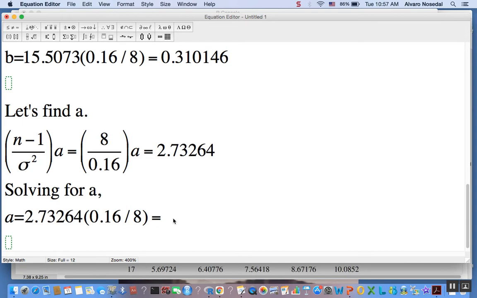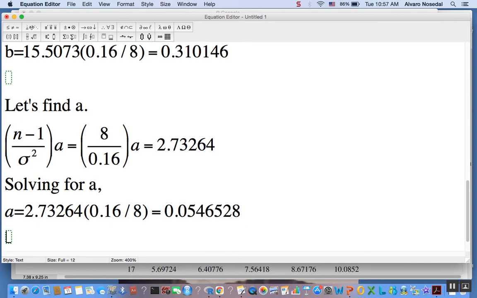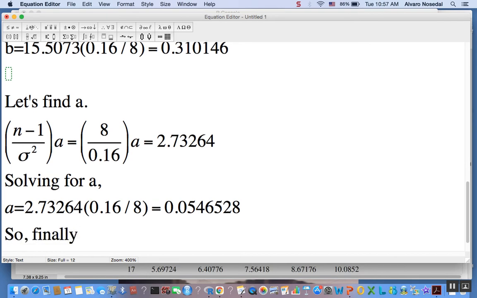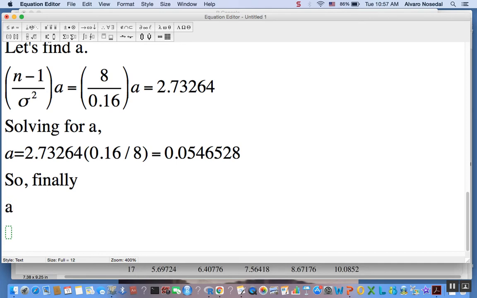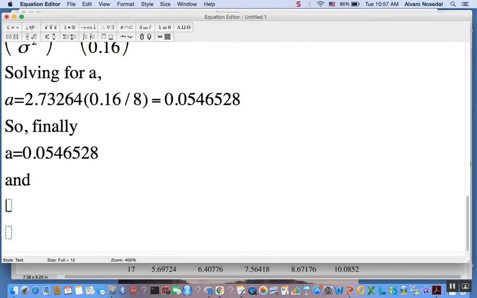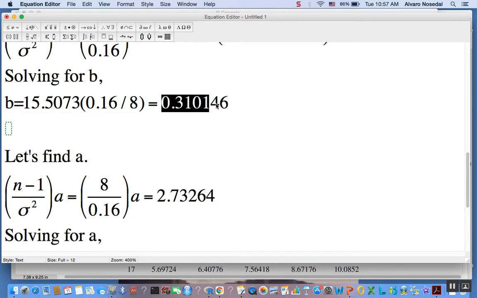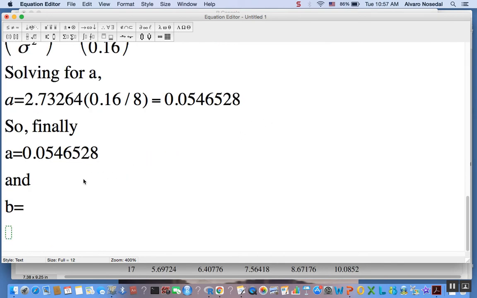Okay, so finally A equals this guy, 0.05 roughly, and B happens to be 0.31, right? Roughly. Okay?